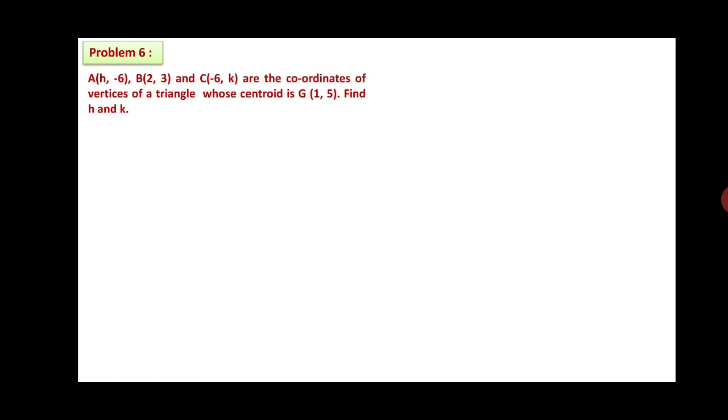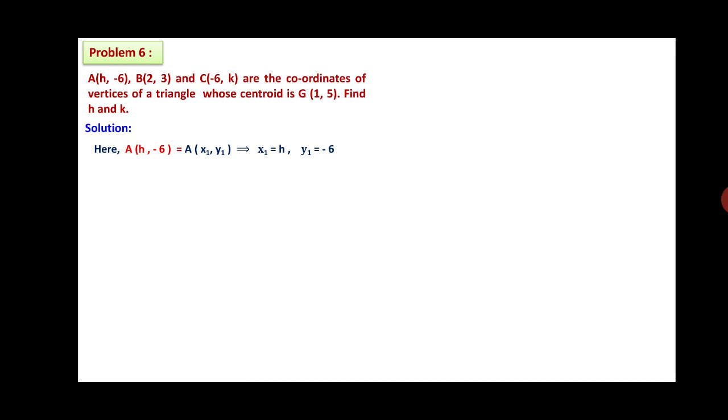Now, we will continue with next problem 6. Here, A(h, -6), B(2, 3) and C(-6, k) are the coordinates of vertices of a triangle whose centroid is G(1, 5). Find h and k. Little bit different problem. We have to follow the same steps.